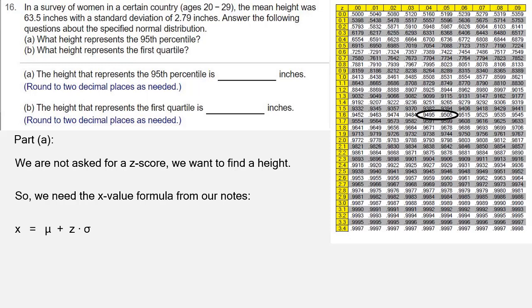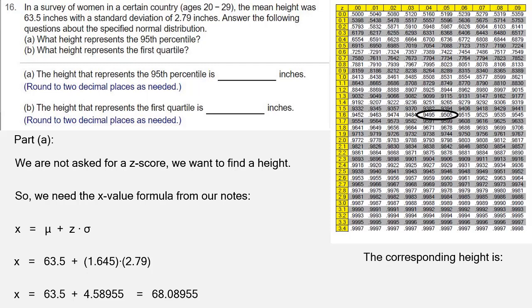Mu is given to us as 63.5 inches. Sigma is given to us as 2.79, and we just found the z was 1.645. So if we insert those values into the proper positions, we find that x equals 63.5 plus 1.645 times 2.79. Multiplying that out, we get 63.5 plus 4.58955. Added together gives us 68.08955. Rounded to 2 decimal places gives us a height of 68.09 inches. And that's your answer to part A.